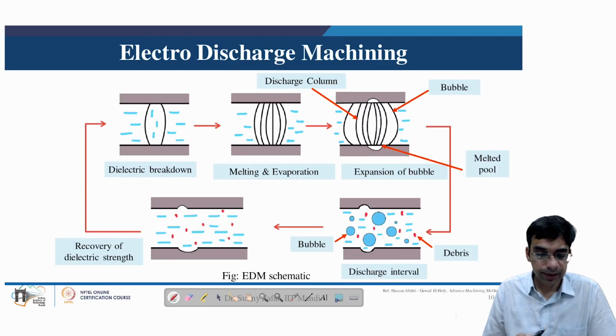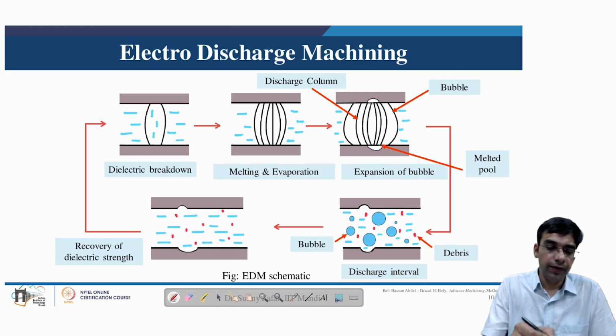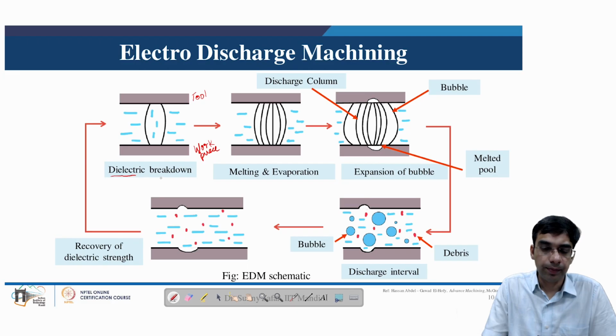So step by step these things happen in the electric discharge machining process, wherein once the charge peaks and discharge starts between the tool and the workpiece, so I can say this is the tool and here is the workpiece. So the first step is the breakdown of the dielectric fluid. So the dielectric fluid breaks down.